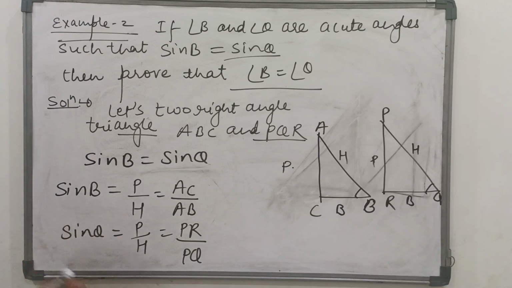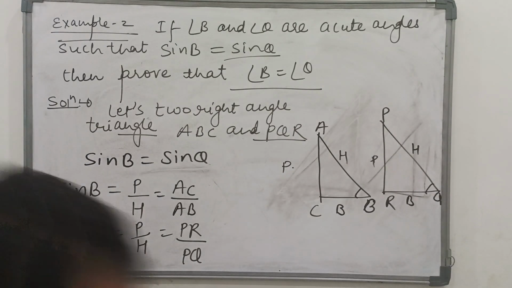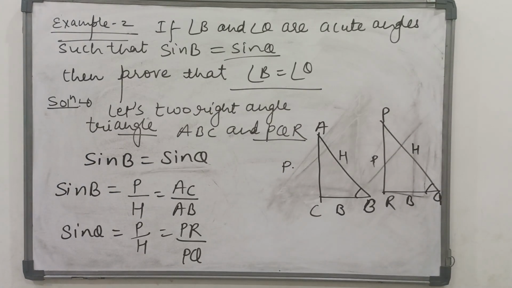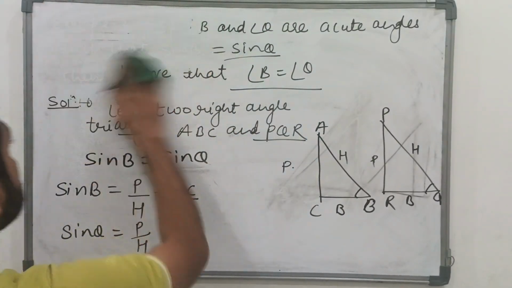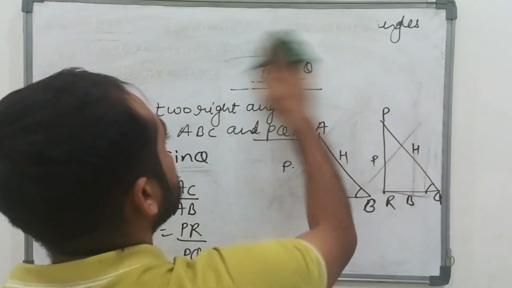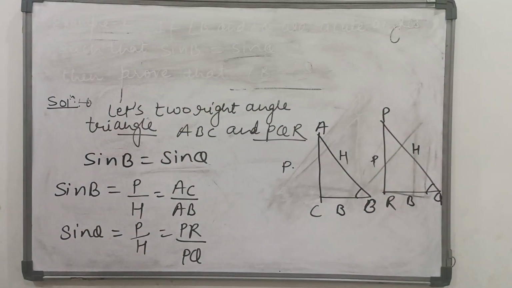So sin B is equal to sin Q. So AC by AB is equal to PR by PQ. So we can write out. Okay? You can write. Okay. So can I rough an upper side? Yeah, this area I can rough.